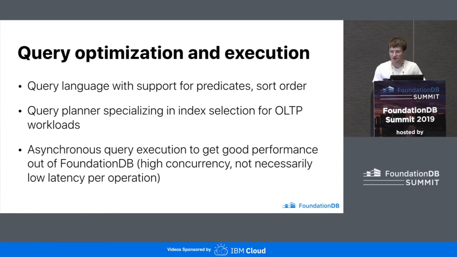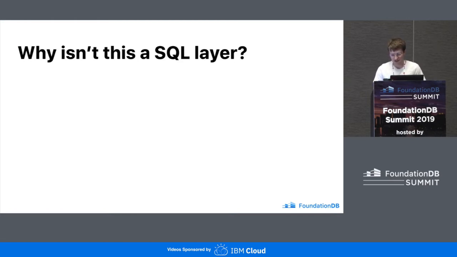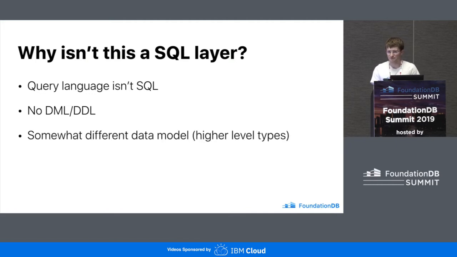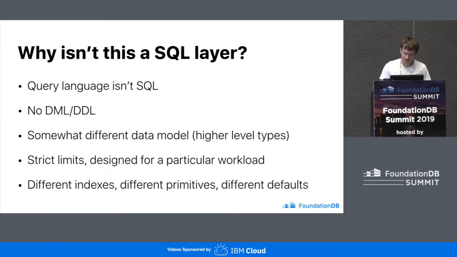So since we released the record layer, the number one question we've received on Hacker News and the forums, everywhere, right, is: is the record layer a SQL layer? And unfortunately, the answer is no. And there are a couple of ways it's not a SQL layer, right? So one is that we don't have SQL as a query language. We don't support the SQL data declaration and modification languages. We have a somewhat different data model. For example, we have native support for high-level types, like nested records and things like maps and lists. And it's been designed with a very particular workload in mind. So we place pretty strict limits on how much work you can do in each query request and this and that. And all of that is designed to serve a really large-scale cloud workload, which I'll get into later. And in general, things are just different, right? Like the indexes are different, the primitives are different. It's set up by default to do different things.